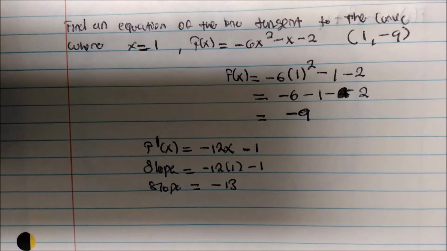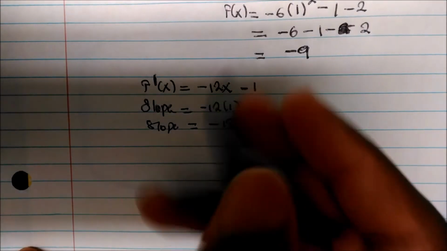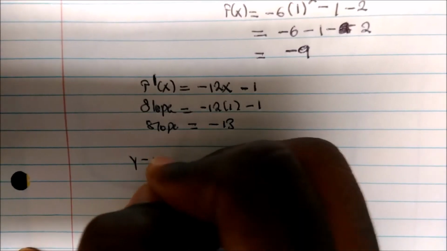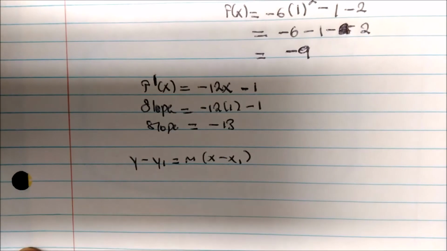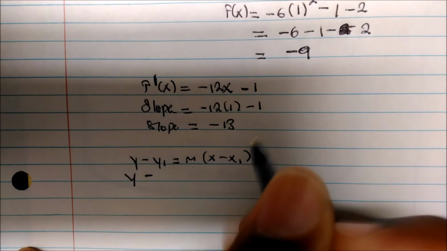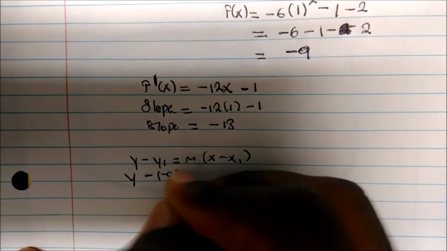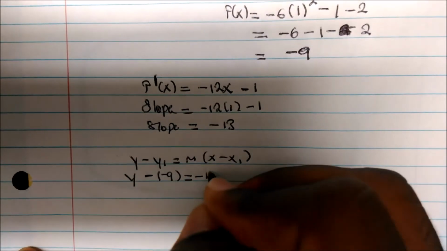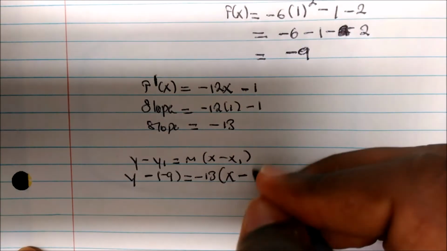Now there are two types of people in this world. You have folks that love to use point slope, and folks that love to use y equals mx plus b. I'm more of a point slope person, but it doesn't matter, it gives you the same answer. So using the point slope formula, y minus y1 is equal to m times x minus x1. So I'm going to have y minus y1, which is negative 9, and my slope is negative 13 times x minus x1, which is just 1.